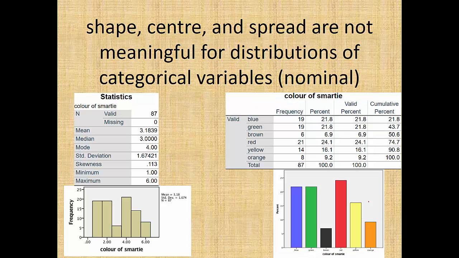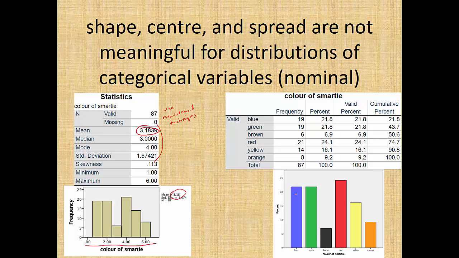Shape, center, and spread are not meaningful for the distributions of categorical variables. And in this case, we're going to investigate just the nominal. So if I use measurement techniques, SPSS does produce all of these values, but look at this. Knowing that the average color is 3.18 means absolutely nothing.